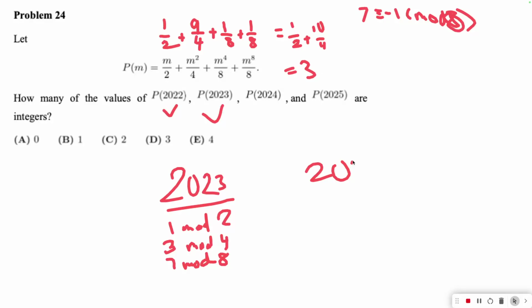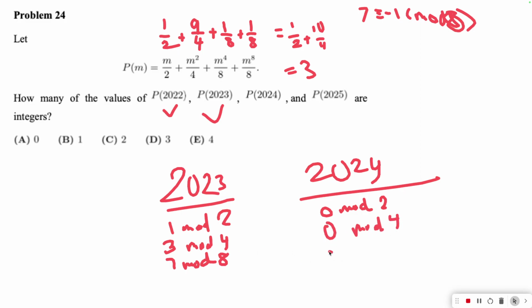Okay, now we're left with 2024. If we add one to each remainder, we would get 0, because we get to 2 and we loop over, we subtract 2. And then 3 plus 1 is 4, subtract 4. So it's congruent to 0 mod 4, and then this would be congruent to 0 mod 8. Realizing that these are all congruent to 0, if you just plug in 0, we have 0 over 2 plus 0 over 4 plus 0 over 8 plus 0 over 8, this would just be 0, and that would be an integer. So this would also be an integer.